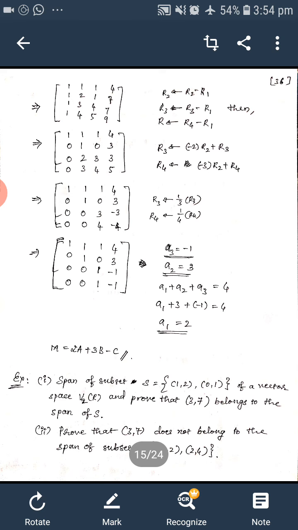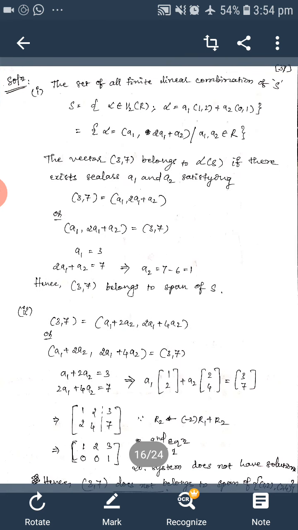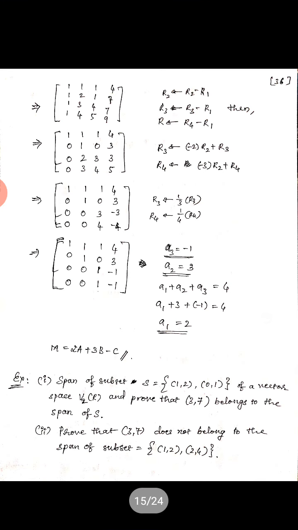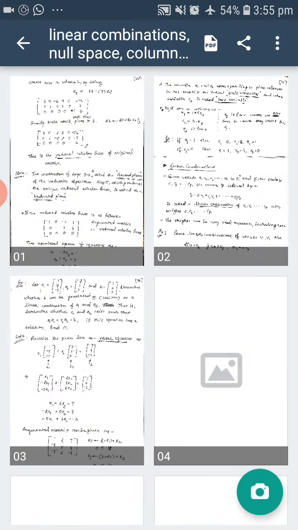So here these are the different problems, the linear combinations. Similarly, here the span is given as 2 vectors, v1 and v2, with elements 1, 2 and 0, 1, and b is 3, 7. And here 1, 2 and 2, 4, and again 3, 7 as b.